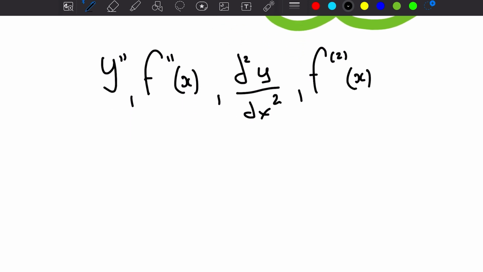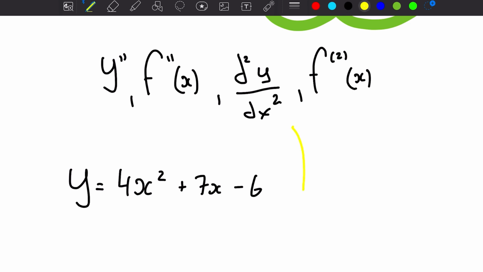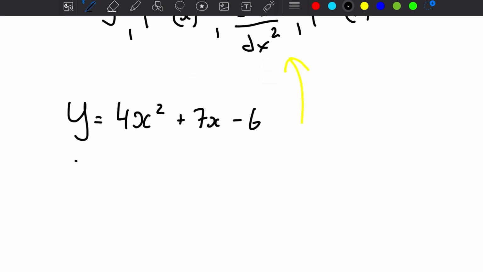So let's say we have a function and it says y is equal to 4x squared plus 7x minus 6. And we want to find the second derivative. So the question asks you to find the second derivative of y. So first we have to, of course, find the first derivative of y, and we'll just do that. So dy by dx is equal to the derivative of 4x squared, which is 8x. The derivative of 7x is equal to 7, and the derivative of a constant is equal to 0.